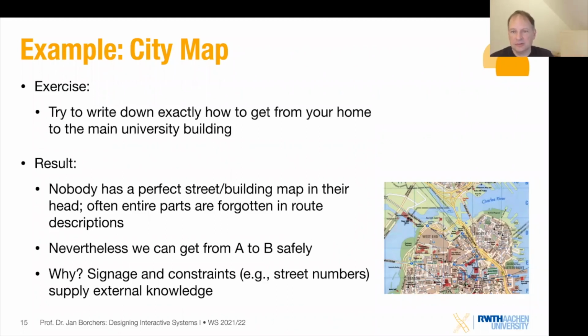Signs tell you this is the street name so-and-so, or this way to the main station, for example. And also, of course, there are constraints in place, such as street names or numbers or crossings, where in between these two crossings, I'm not going to veer off this street because there's nowhere to go. I need to wait until the next crossing comes, and then I can make a decision whether I go left or right or straight. So all of these things help us by supplying external knowledge, and that's why it's pretty easy to navigate even in a complex environment. So this is just another example to show you how we use this knowledge in the world.